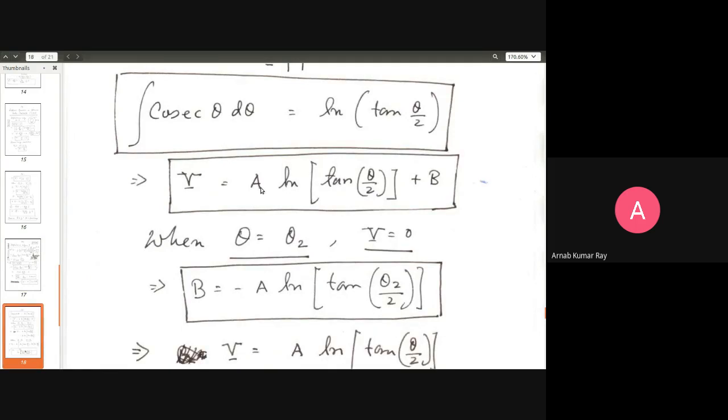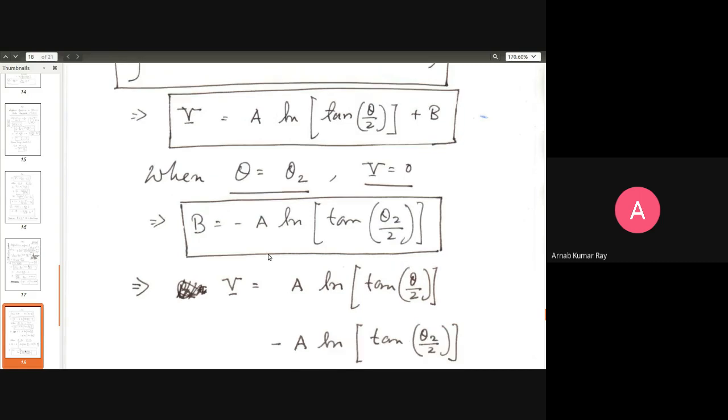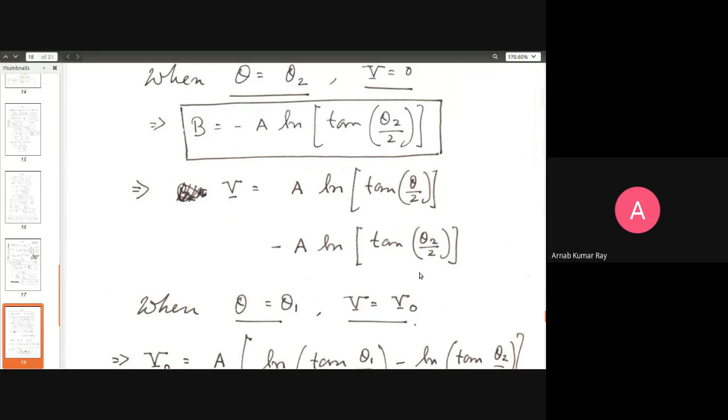So V is equal to 0 over here. 0 is equal to A log tan theta 2 by 2 plus B. Therefore, capital B is equal to minus capital A log tan theta 2 by 2. Hence, capital V is equal to A log tan theta by 2 plus B, where B we are writing like this, minus capital A log tan theta 2 by 2. Okay, so now we have to worry about only one integration constant, capital A.